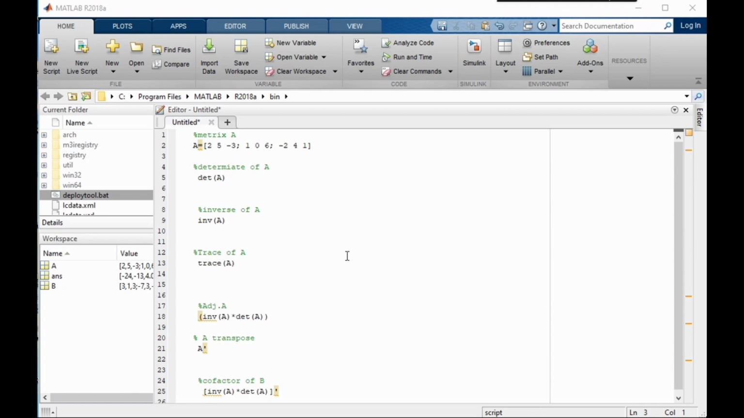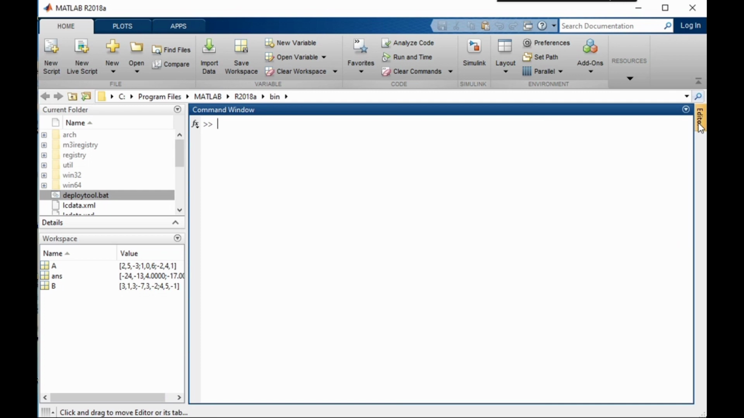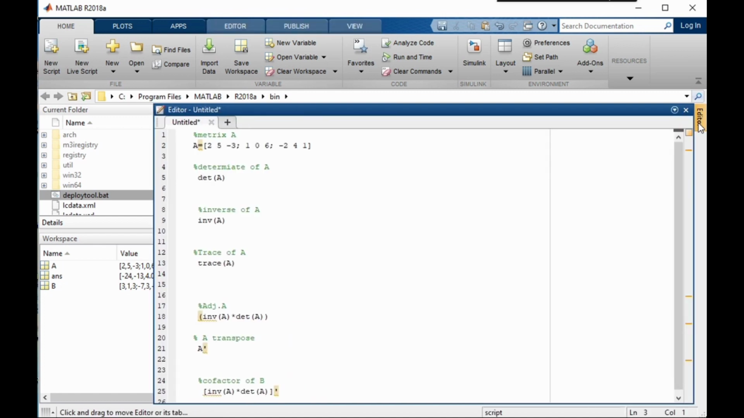Over here in our window, we can see that we have our editor window, and if we punch the editor on the right side of our window, it will also show us a command window. So we have a command window and then the editor window. So how do we put in the data?